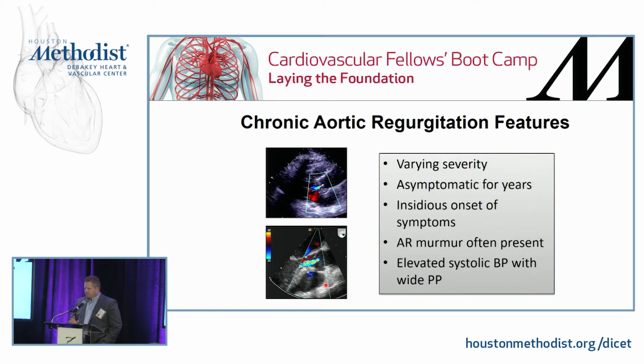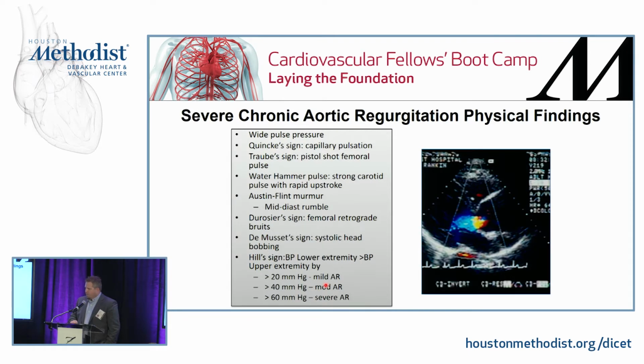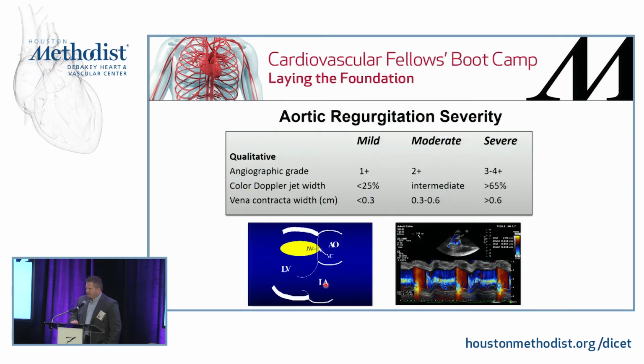So you have varying severity. You can have a long asymptomatic period for years, typically. They typically have an insidious onset of symptoms. They tend to have an aortic insufficiency murmur, and you can hear that one. They tend to have an elevated systolic blood pressure, but they still have that wide pulse pressure. I'm not going to go into this, but there's lots of physical exam findings used to describe aortic insufficiency, which I've forgotten like 9 out of 10 of those.